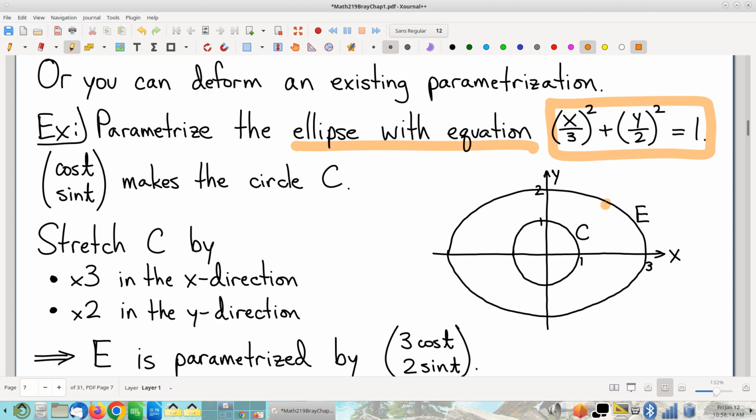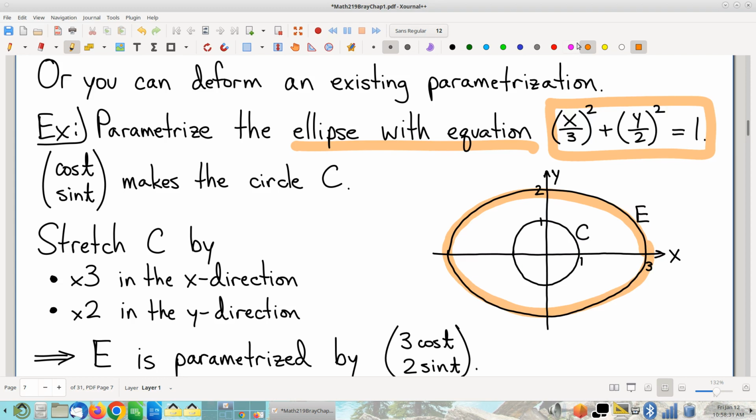Y'all remember all your high school algebra? Well, come on. High school algebra. They called it Algebra 2 when I was in school. I'm sure it's called something different now. So the equation of an ellipse looks something like that.